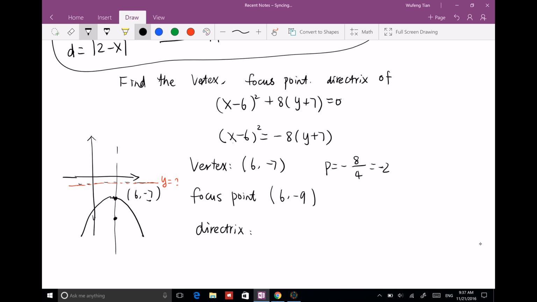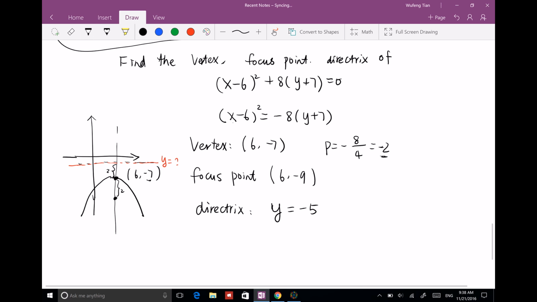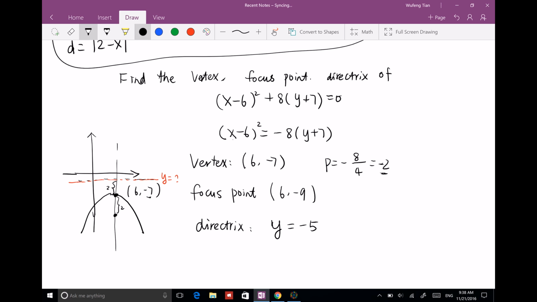Why is it negative 2? Negative 2 is just a p-value. P is negative 2. It does not mean y is negative 2. Start from the vertex, go up 2 units. Going down 2 units is negative 9. Going up 2 units is negative 5. So what equals negative 5? Y equals negative 5. Perfect. Y equals negative 5 is the directrix. That's the vertex, focus point, directrix. That's enough.